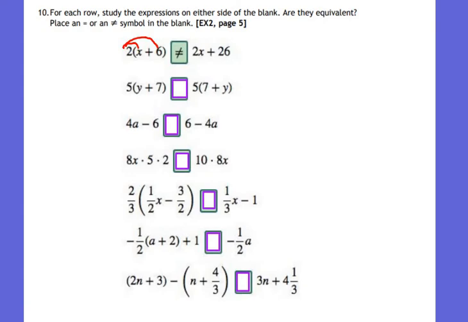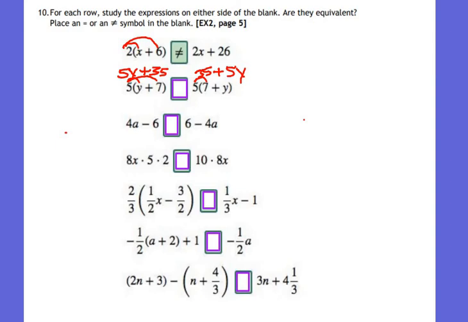Okay, let's test the next one. Ooh, I have 2 distributive properties. I have a 5 times 7, which is 35. A 5 times y, which would be 5y. No more like terms. Over here I have 5 times y, which is 5y. And then 5 times 7, which is 35. Are they equal? Yes.